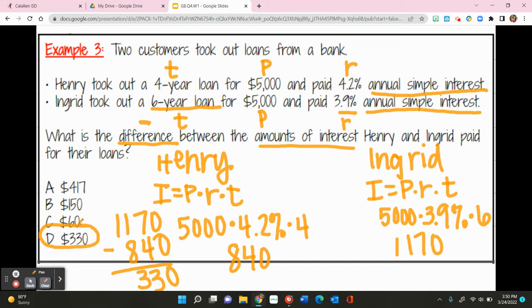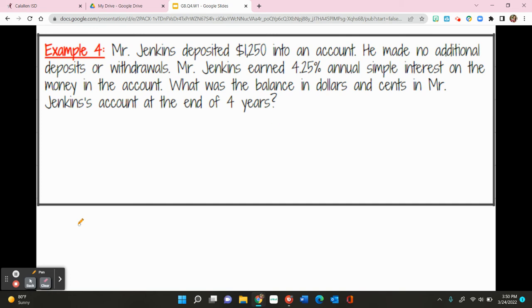Let's go ahead and look at example 4. So for example 4, it says Mr. Jenkins deposited $1,250 into an account. He made no additional deposits or withdrawals. Mr. Jenkins earned 4.25% annual simple interest on the money in the account. What was the balance in dollars and cents in Mr. Jenkins' account at the end of 4 years?